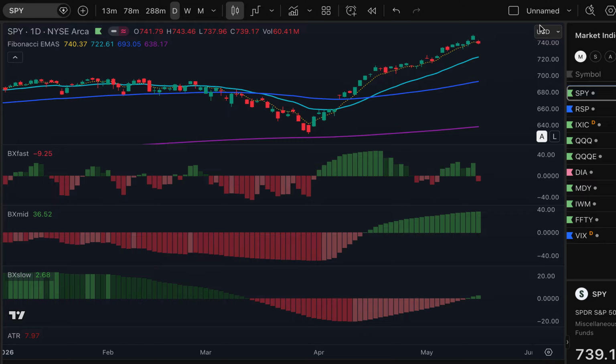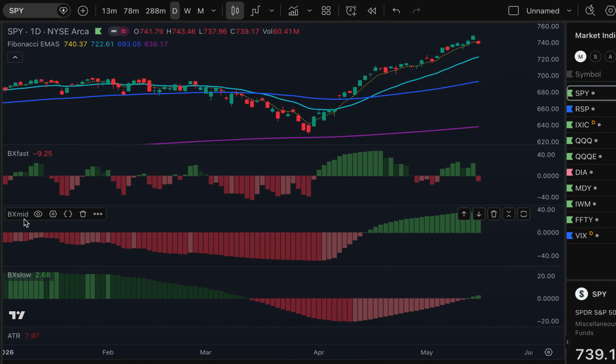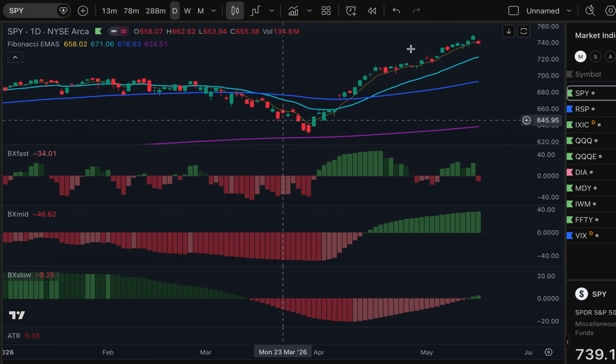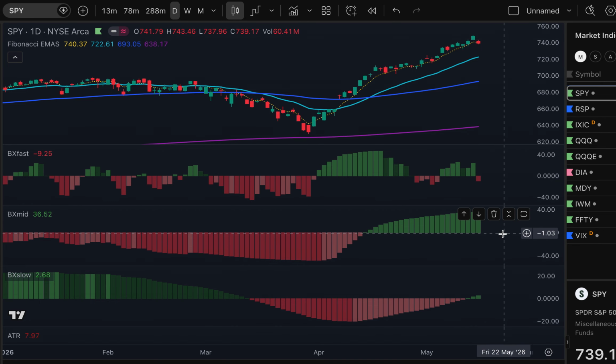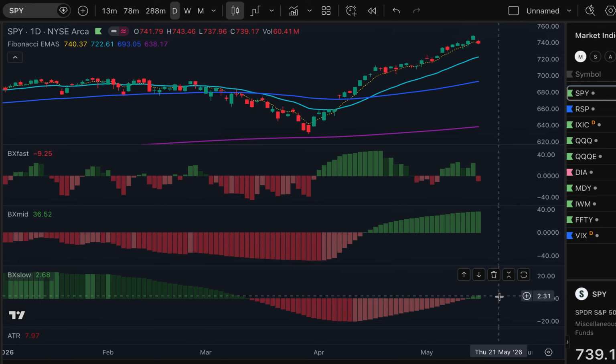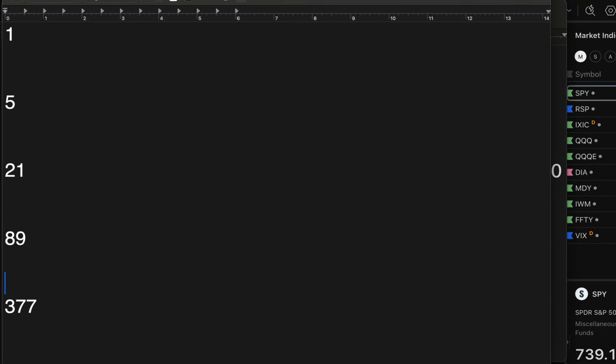And then finally, let me explain these indicators down here. I have 3 indicators: the BX fast, the BX mid, and the BX slow. And those are momentum oscillator indicators. The BX fast measures the short-term momentum, the BX mid measures the mid-term momentum, and the BX slow measures the slow-term momentum. And the definitions of those indicators is here.